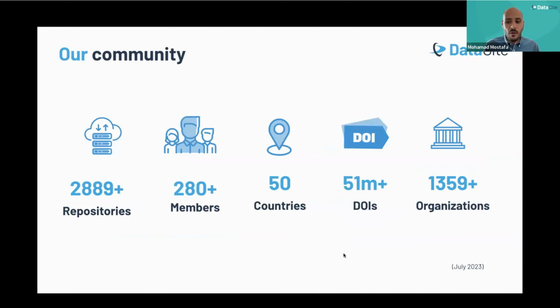So this is a snapshot of our current community as of July 2023. We have more than 2,800 institutional repositories, whether data repositories or institutional repositories that collect a wide spectrum of research output, such as datasets, dissertations, theses, text, images, and different types of research output. We are working closely with 280 members from 50 countries, and we have more than 51 million DataCite DOIs. We are also working closely with more than 1,300 organizations around the globe.